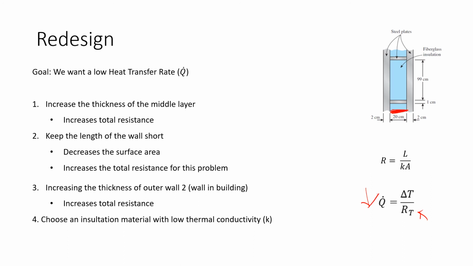We also wanted to keep the length of the wall short, which is this dimension right here. Keeping that short makes the surface area decrease, which then increases the resistance. And with the resistance increasing, our heat transfer rate would decrease. Thirdly, we increase the thickness of outer wall 2, which is this dimension, and as we increase that, our resistance went up, which decreased our Q dot.